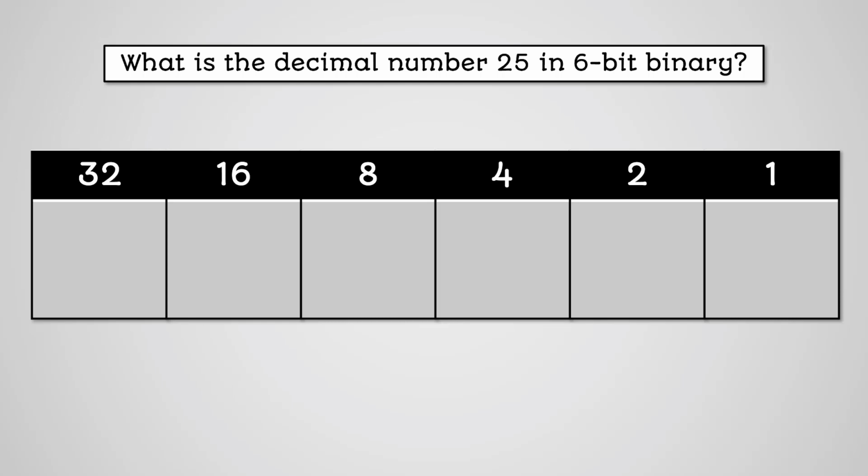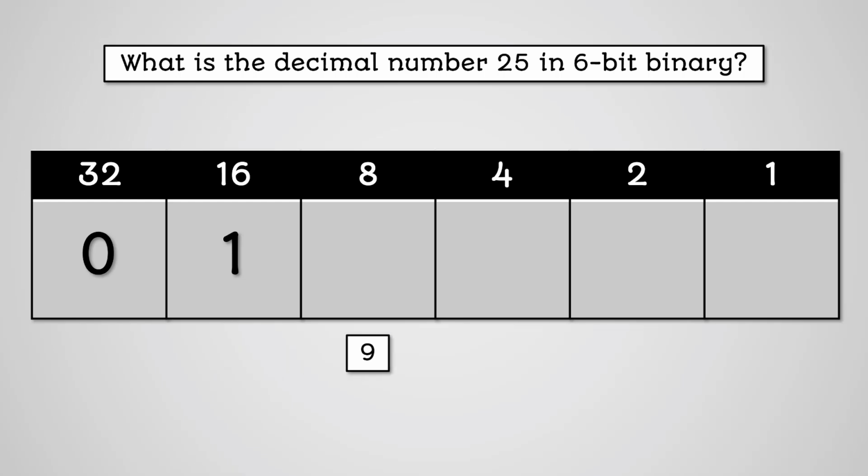Now we'll start with the 32 column, our most significant bit. Can 32 fit into 25? No, so we don't have any of these, so we put a 0 in the 32 column. Move on to the 16 column. Can 16 fit into 25? Yes, so we have one of these. So we put 1 in the 16 column. At this point, we need to take the 16 away from 25, which leaves us with 9.